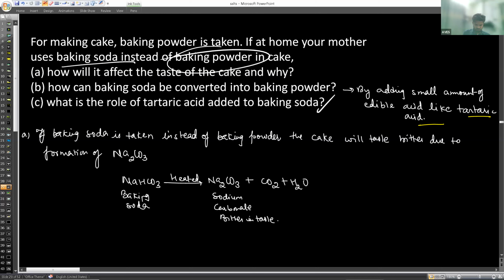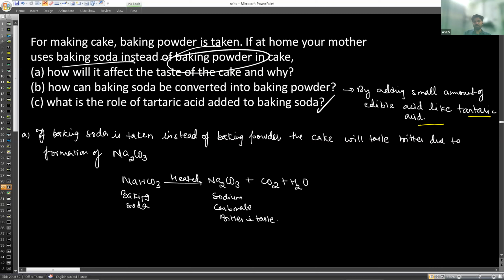Done. Okay. So what should be the answer for the first question? It will be bitter in taste. Why? Because sodium carbonate is found. It will be bitter in taste because it is a basic soda. Only baking soda is a basic soda.